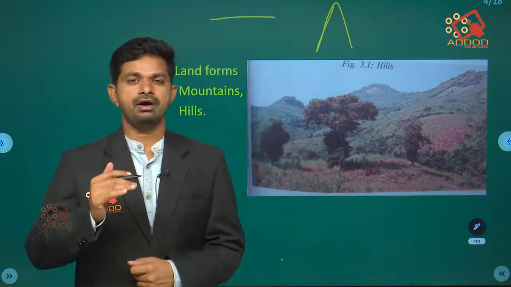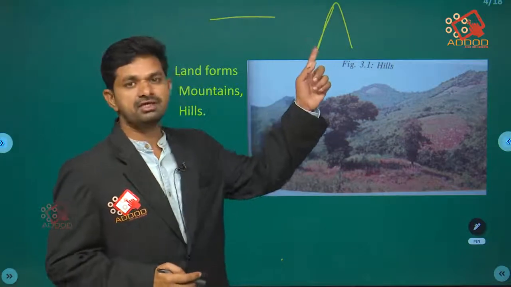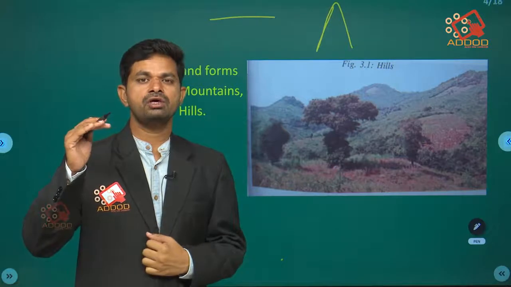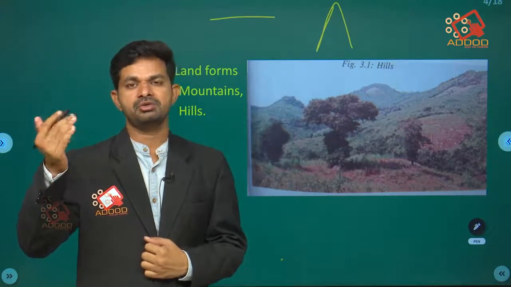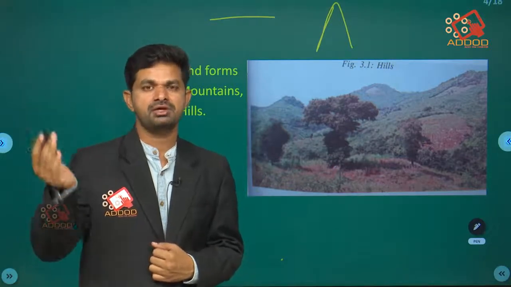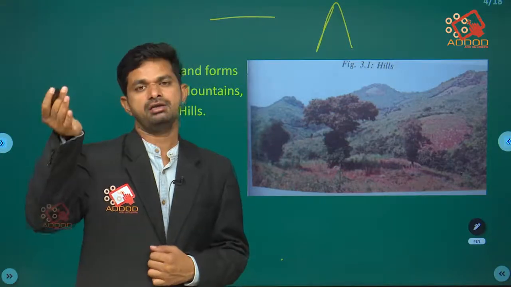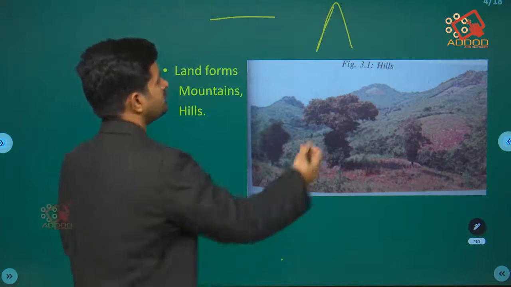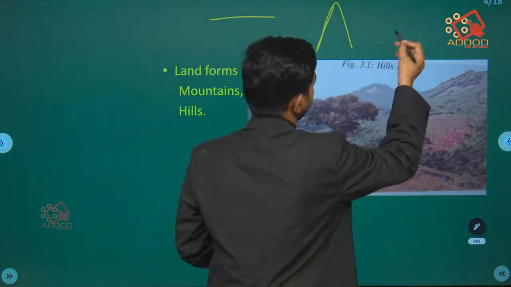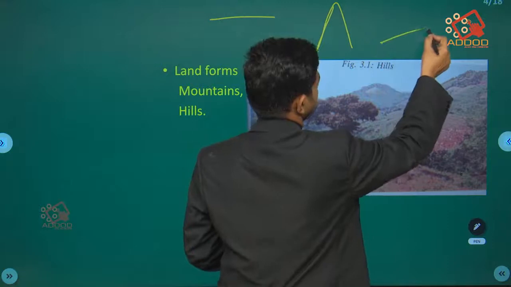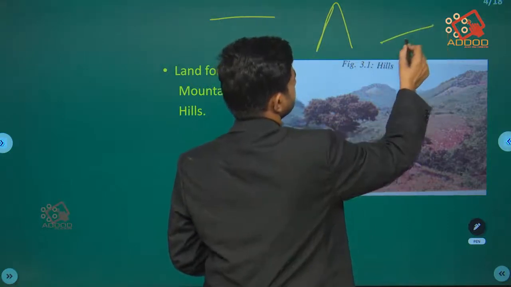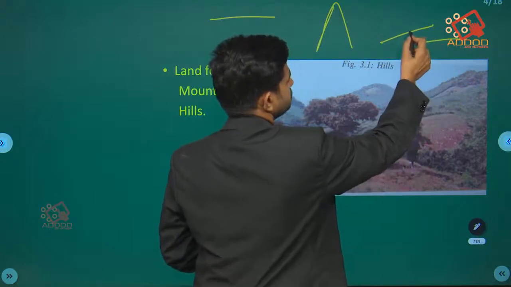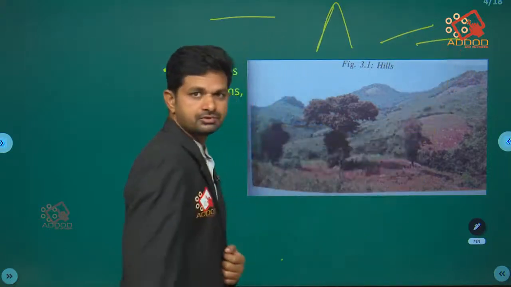If a conical peak with a steep slope has only a limited height, that may be 300 meters or 400 meters up to 600 meters, it is known as a hill, and if it is beyond that it is known as a mountain. That's all, no other difference, right? Now try to represent steep slope in diagrammatic format. Compared to this, this is the steep slope and this is the gentle slope, right?